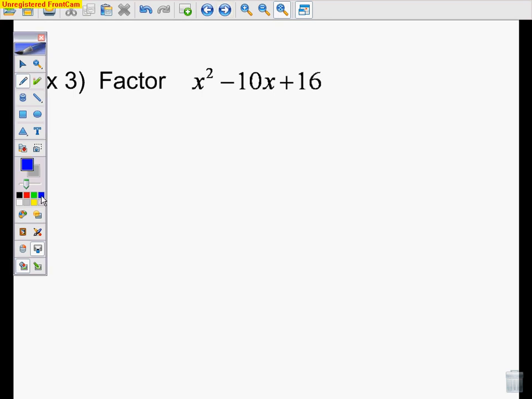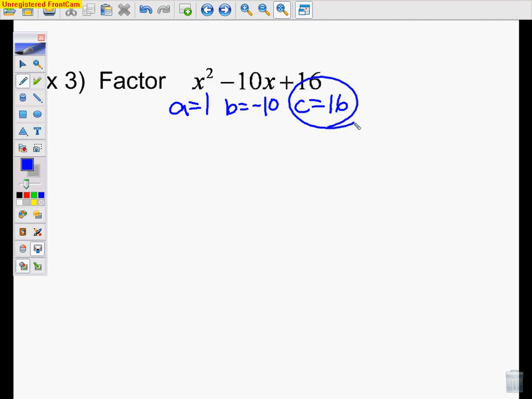This one deals with negatives. Here, a equals 1 again. B equals what? Negative 10, right? C equals 16. All right, now let's think before we do this problem. Here we want two numbers that multiply to give you 16, but at the same time add to give you negative 10. Now, what has to be true about two numbers that multiply to be positive, but add to be negative? They have to both be negative.